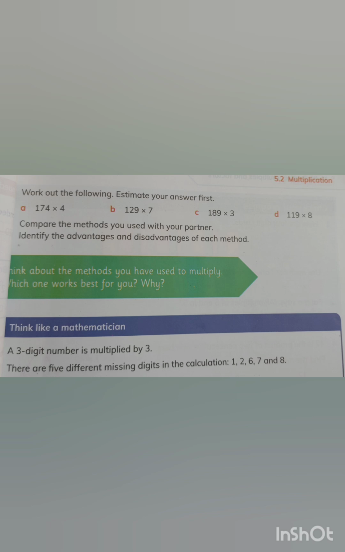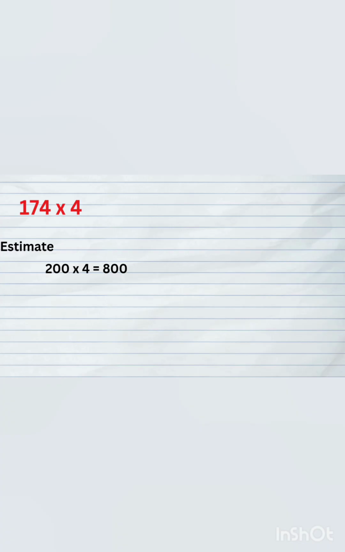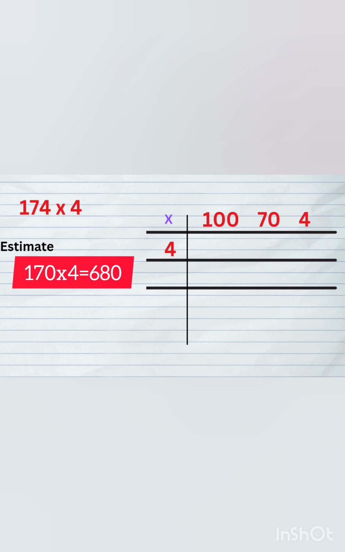The next set of questions also requires multiplication but with a 3-digit number. So let's try to understand the grid method with 3-digit multiplication. Let's estimate first. 174 will be rounded to 170 and 170 times 4 will be 680. Let's move on to the actual calculation.